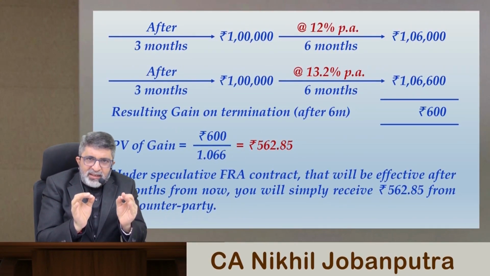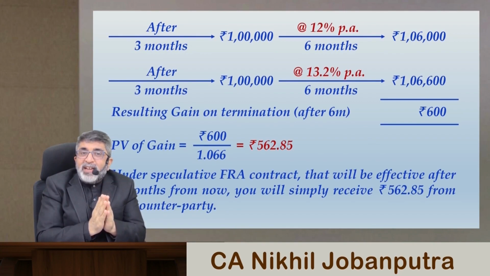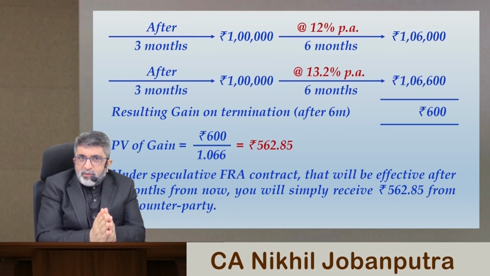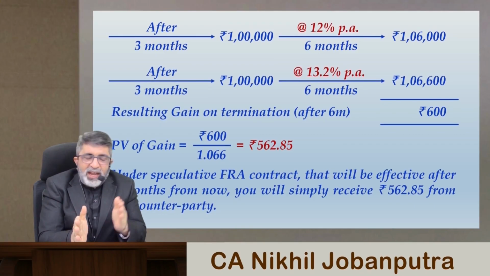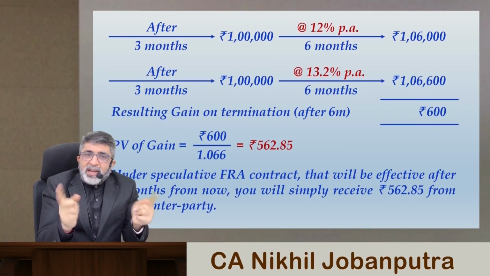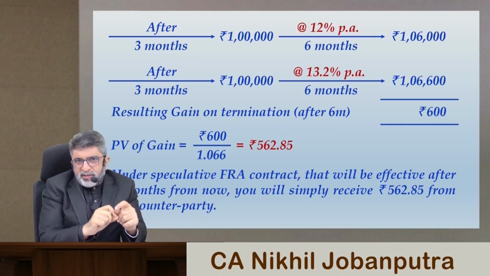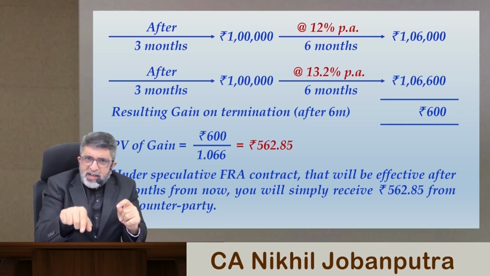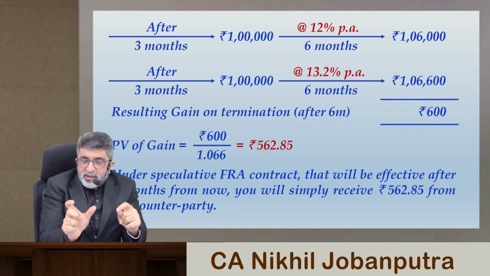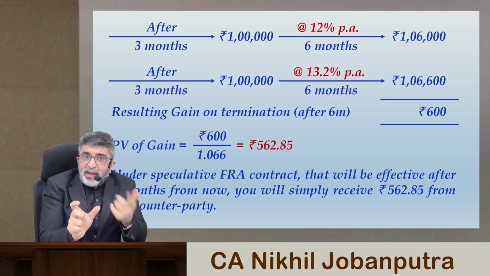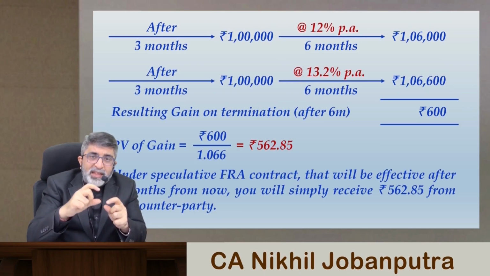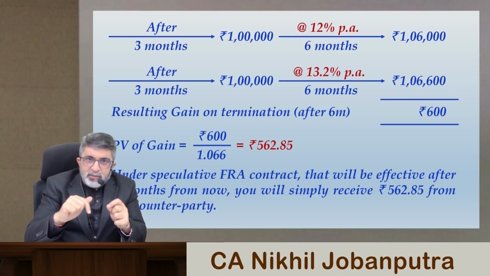Simplest way to deal in examination is you find the difference between the market reference rate and the FRA rate. Market reference rate in our example was 13.2% minus the FRA rate, that was 12%. That difference would come to 1.2%. But that 1.2% is annualized rate. Convert that into periodic rate by multiplying the time factor of 6 by 12.